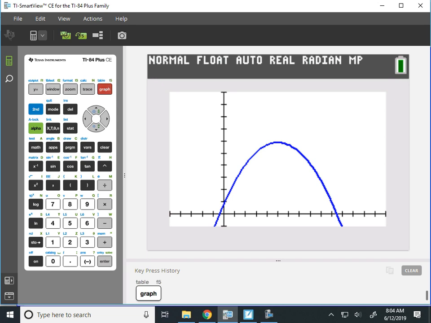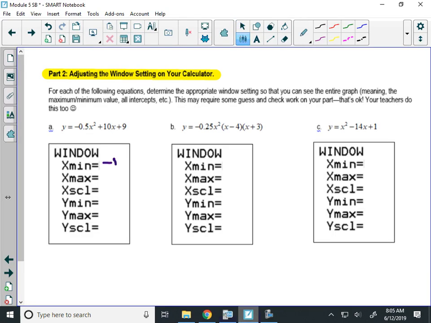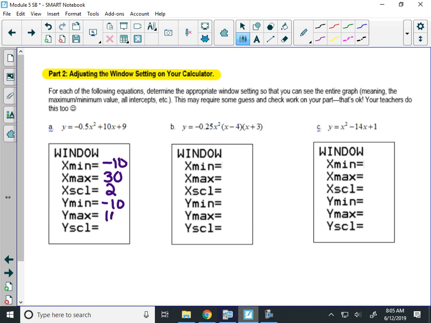So we're just practicing changing the window. We're not doing anything else fancy with this. So we'll keep this here. We can go back to the window and we're going to copy those numbers down. So our x min was at negative 10, the x max was at 30, and we went by 2s. The y minimum we had at negative 10, we went up to 100, and went by 10s. Now yours has a note in my key. You might have gotten slightly different numbers. That's okay, and I think these are slightly different maybe than what I had on the paper. It's not a big deal as long as you can see the whole graph.